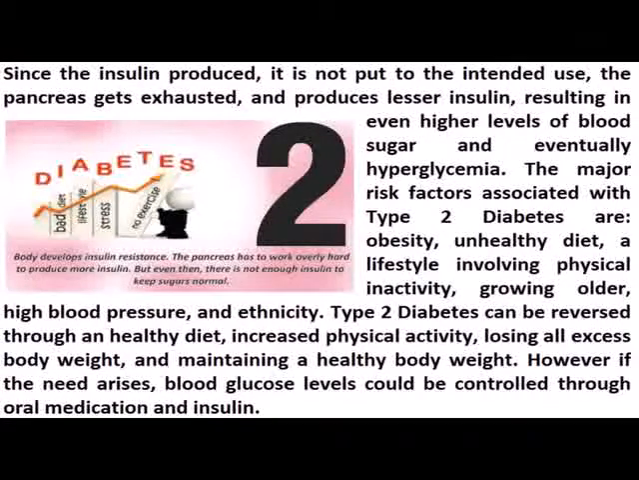The major risk factors associated with type 2 diabetes are obesity, unhealthy diet, a lifestyle involving physical inactivity, growing older, high blood pressure, and ethnicity. Type 2 diabetes can be reversed through a healthy diet, increased physical activity, losing all excess body weight, and maintaining a healthy body weight. However, if the need arises, blood glucose levels could be controlled through oral medication and insulin.